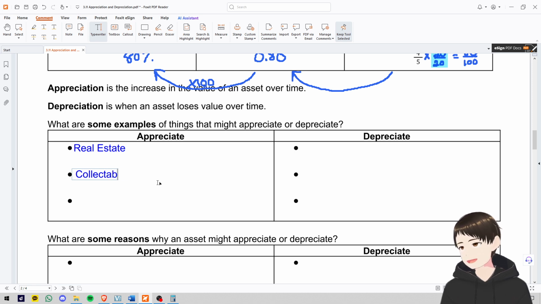Collectibles? Is it collectibles? I don't know. Oh my gosh, why does that look so wrong? Anyways, collector items. Let's just say collector items.